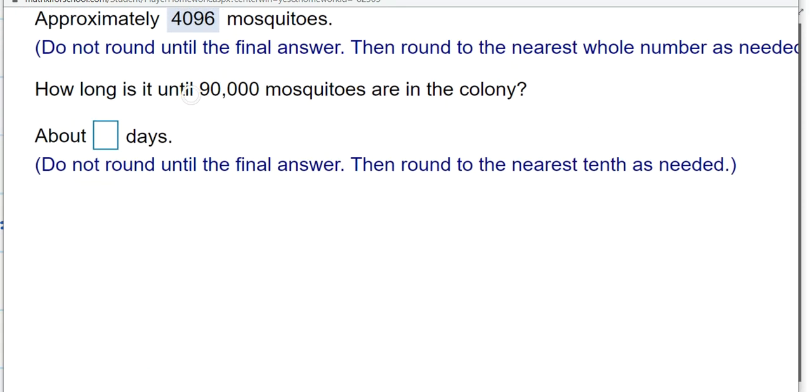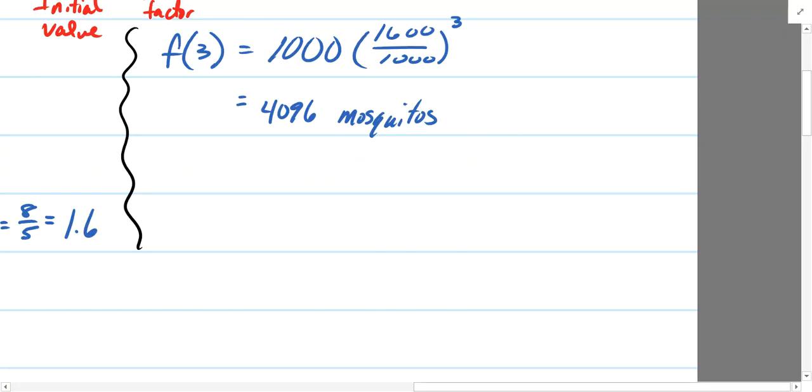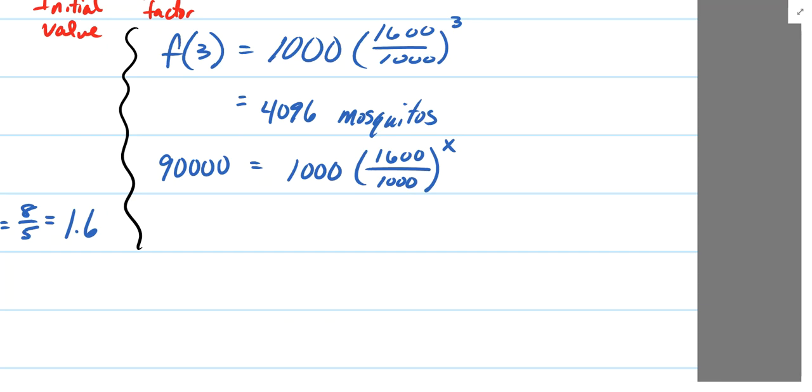How long is it until 90,000 mosquitoes are in the colony? Well, we're going to round our answer to the nearest tenth, so how many tenths of a day, and we're not going to round until the final answer, so we're going to be as precise as possible until the very end. So we know that 90,000 is the end result. We started with 1,000 in the colony. We're growing at a rate of 1,600 over 1,000, and we're trying to solve for x.